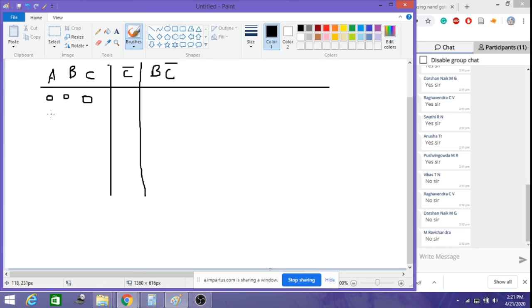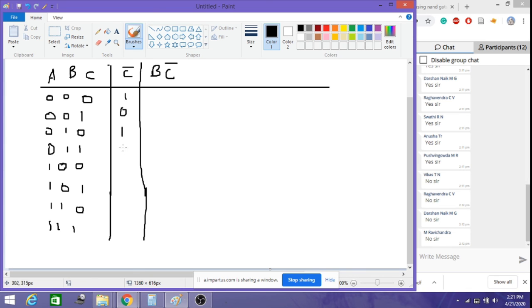It looks like an octal table, so that is 0 0 0, then 0 0 1, then 0 1 0, then 0 1 1. We have to write all possible inputs, 1 0 0, then 1 0 1, then 1 1 0, then all triple ones. So this is what we have to do. Now we'll take the c complement here, so this is 1 0 1 0 1 0 1 0.